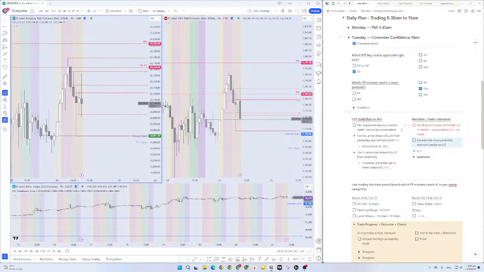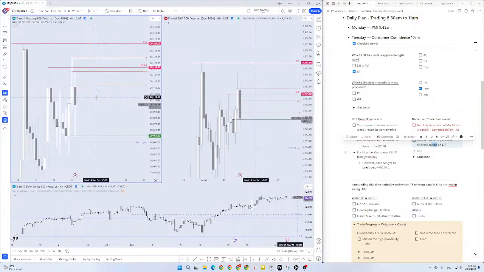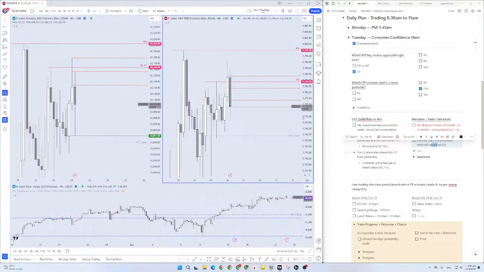Okay, you can see that I put in some things to tick, like a check mark kind of thing. So the idea is, did I mark out the most probable candle for me to trade? In my opinion, I think I already did, which is the 15-minute one that I drew just now. The rest is just for reference.